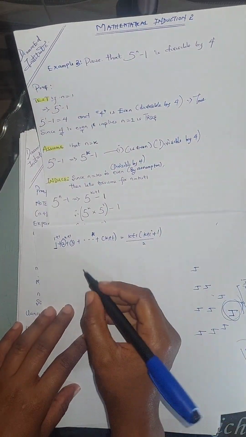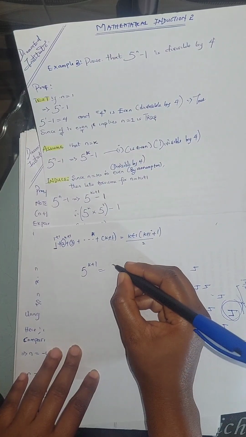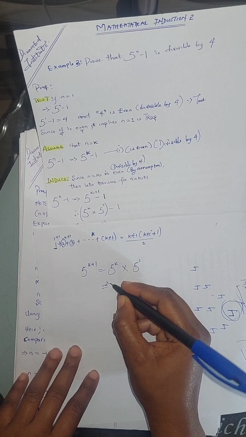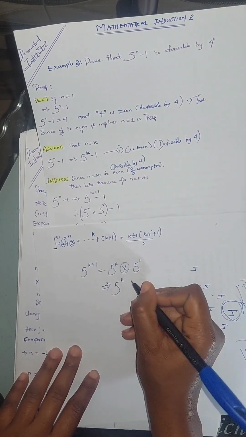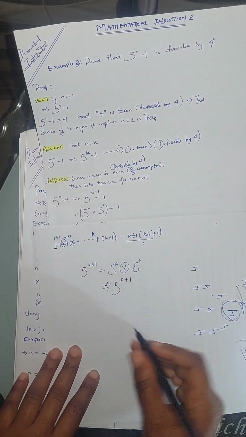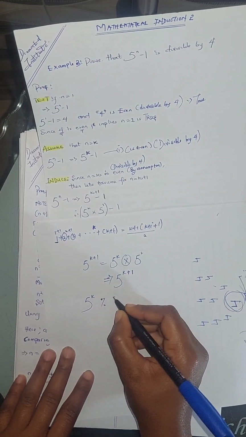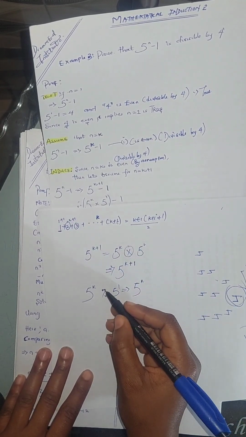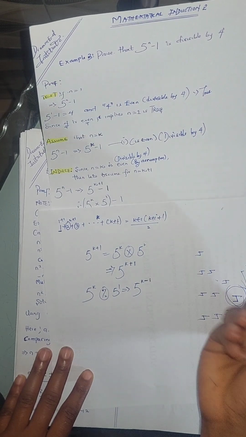In indices, if you have something like 5 raised to the power k plus 1, this is the same thing as 5 raised to the power k multiplied by 5 raised to the power 1. Anytime I have multiplication, if I want to change it back, I have to use positive, so the power will be k plus 1. What if I have 5 raised to the power k divided by 5 raised to the power 1? Since I have division, I change to a negative sign, or subtraction, then k minus 1.